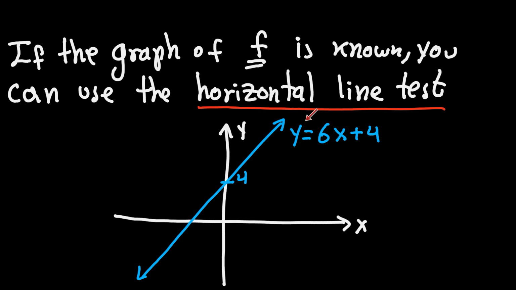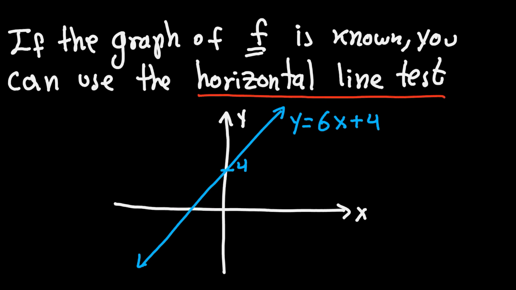That's our function. That's going to be a straight line that crosses the y-axis at 4. That's because this is the y-intercept and this 6 here is the slope of the line. Now the horizontal line test says that if every horizontal line crosses the graph at most once, then the function is 1 to 1.